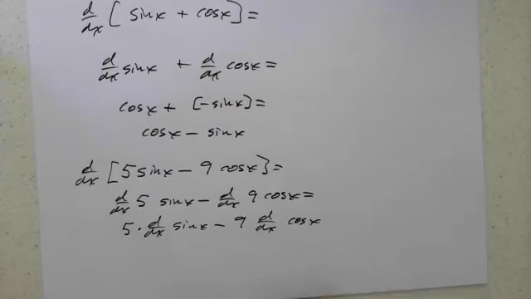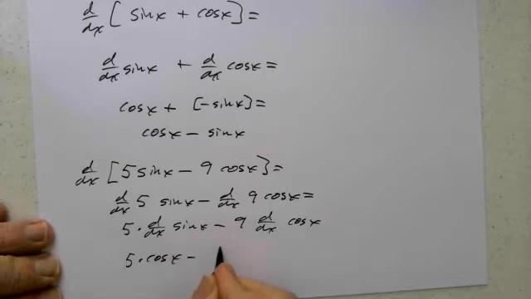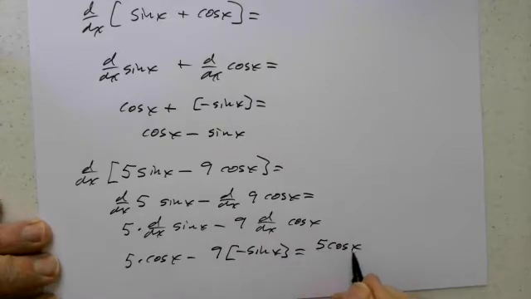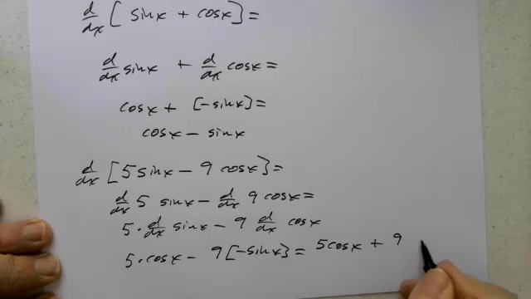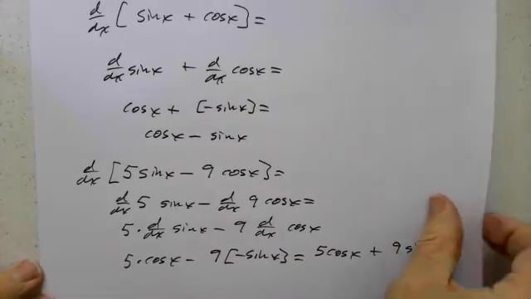The derivative of sine x is cos x, so that's 5 times cos x, minus 9 times the derivative of cos x. So we get 5 cos x minus negative, plus 9 sine x. So again, the derivative of the sum is the sum of the derivatives. We can pull constants out using our basic rules of derivatives. Well, let's go with the more interesting rules of derivatives.